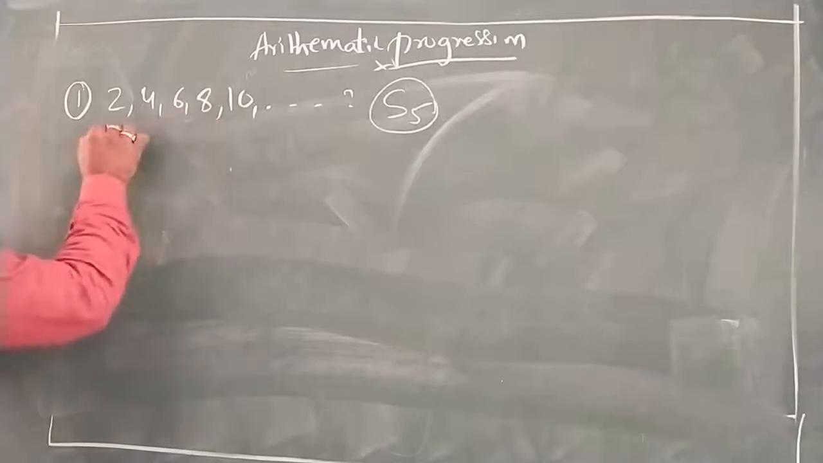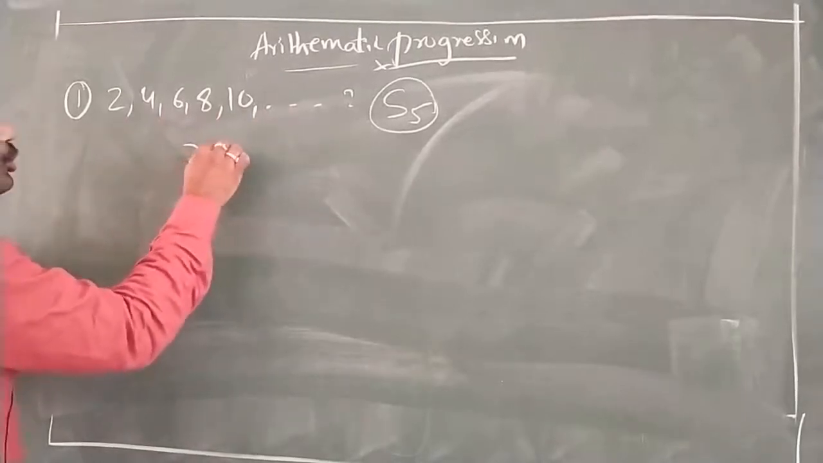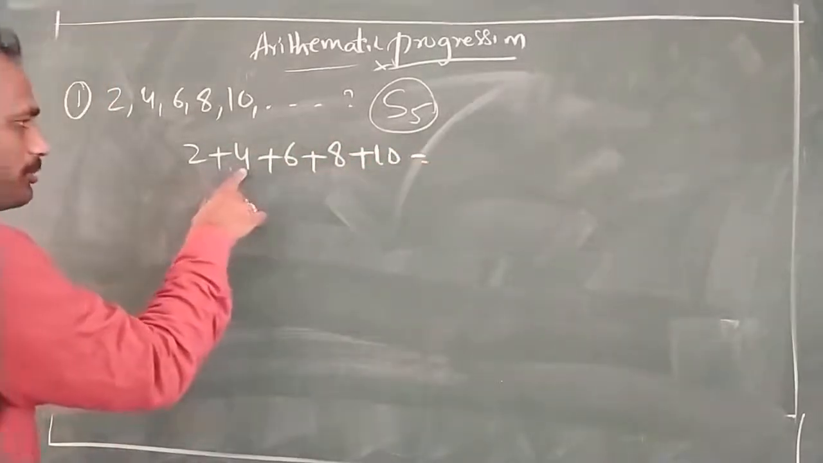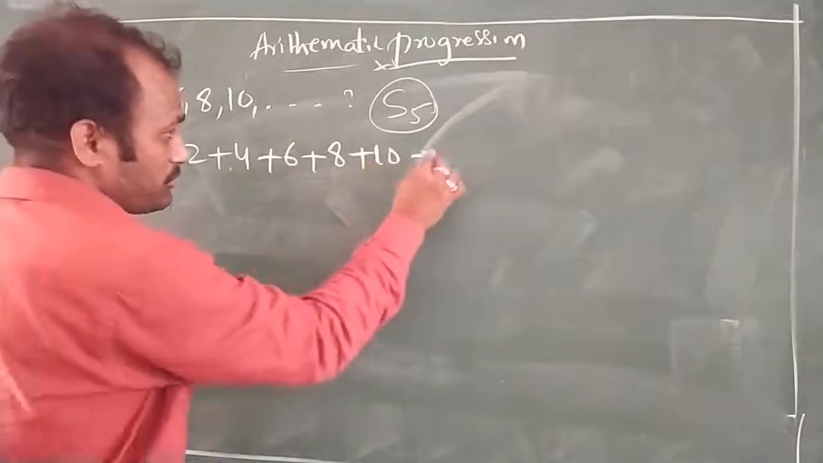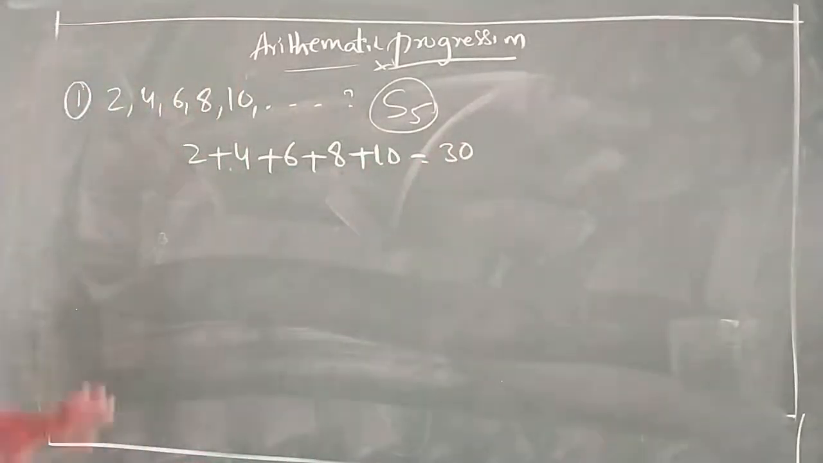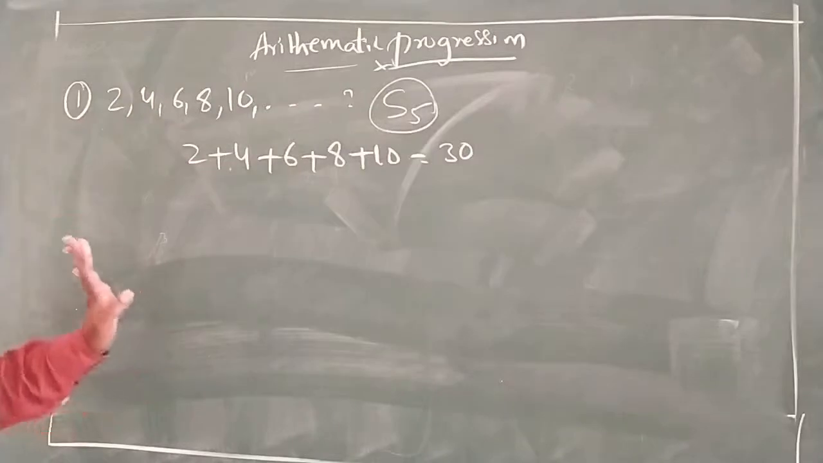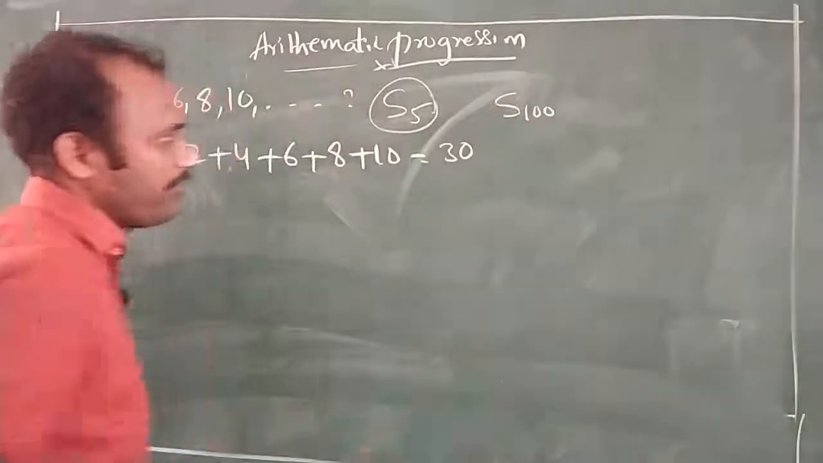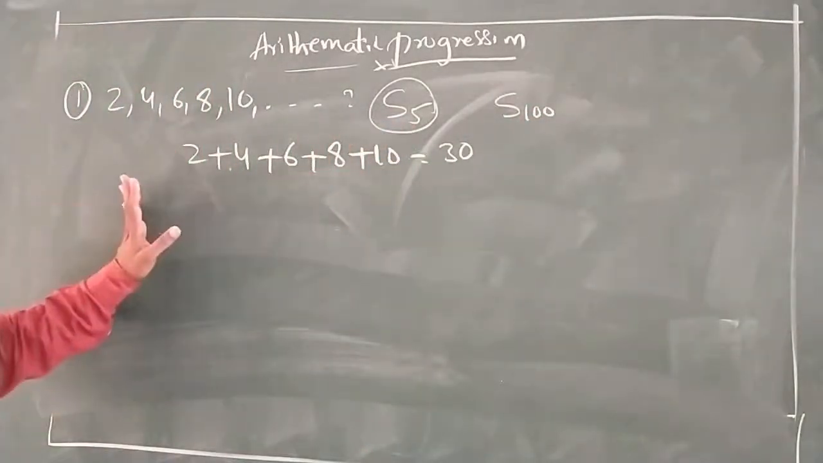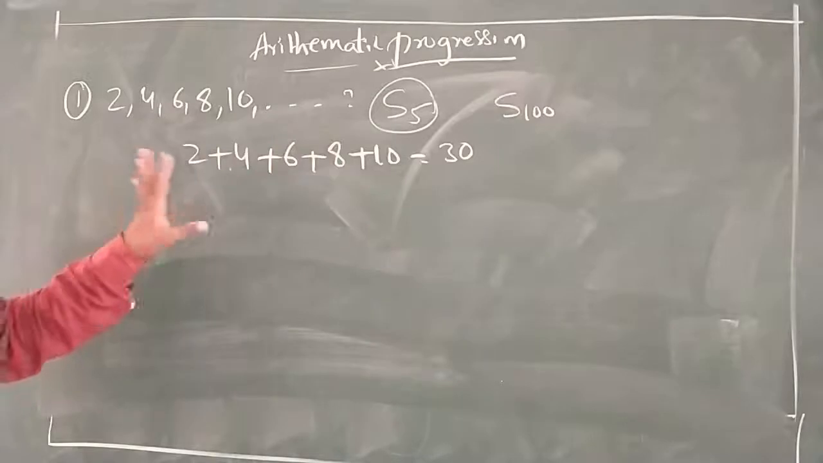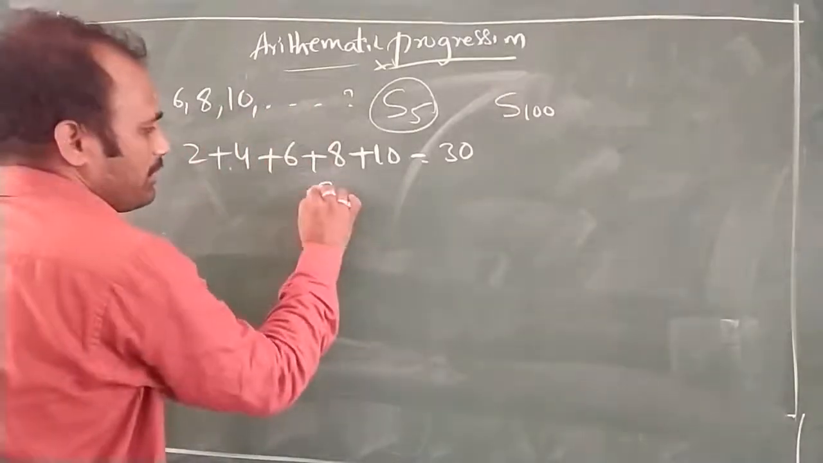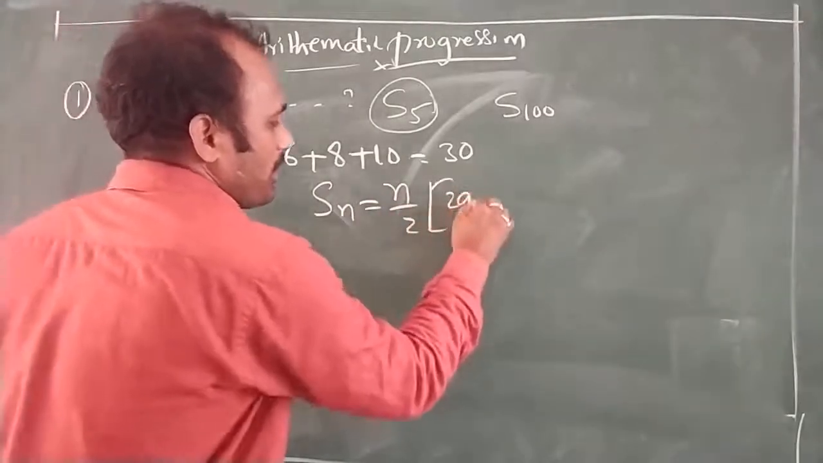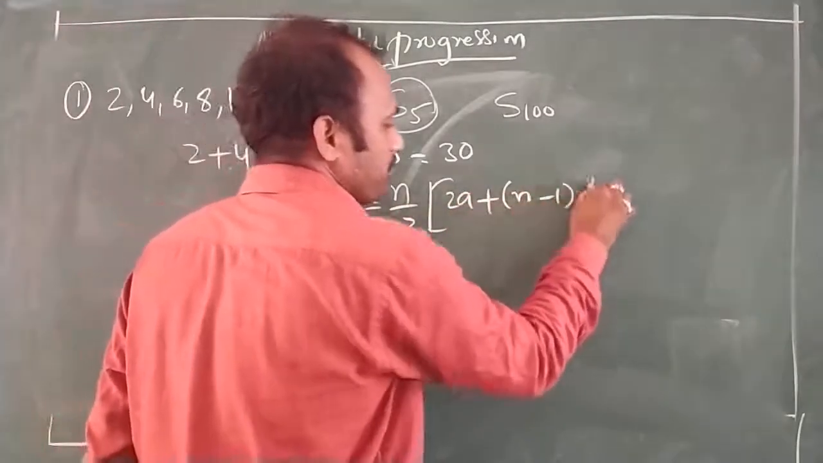So to get this answer, we have to do 2 plus 4 plus 6 plus 8 plus 10. 2 plus 4 is 6, plus 6 is 12, plus 8 is 20, plus 10 is 30. Here 5 terms are being added, so it's not a problem for us. But if he is asking us to find S100, we cannot add 100 terms in a few minutes. For that reason, they have generalized one formula, that is S_n is equal to n by 2 into (2a plus (n minus 1) into d).